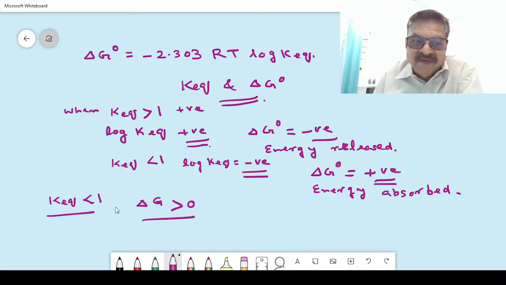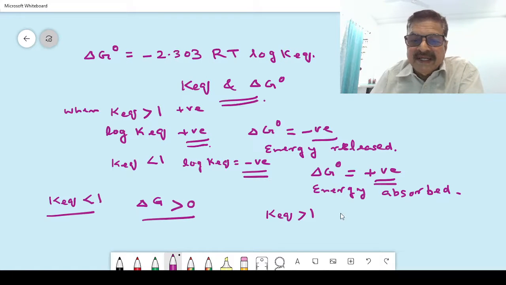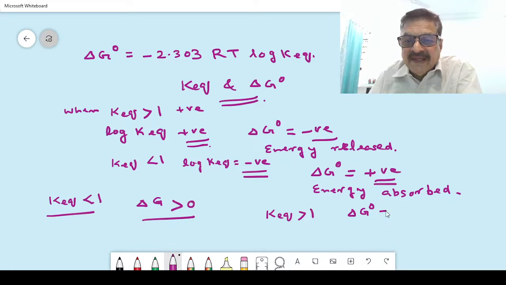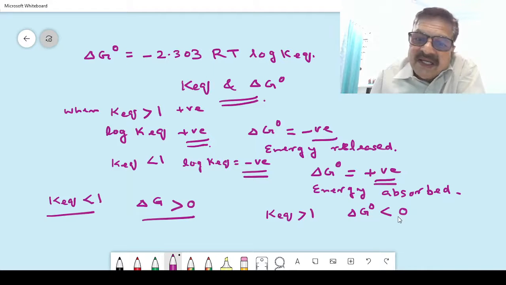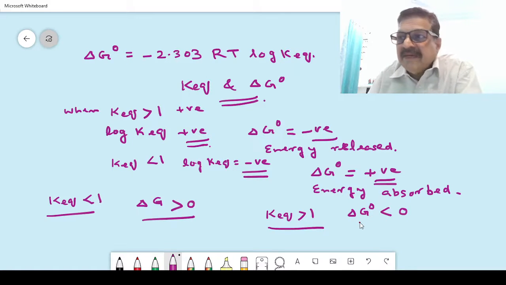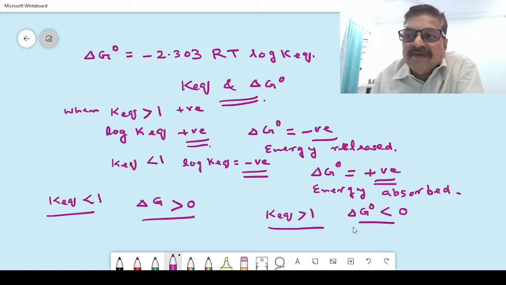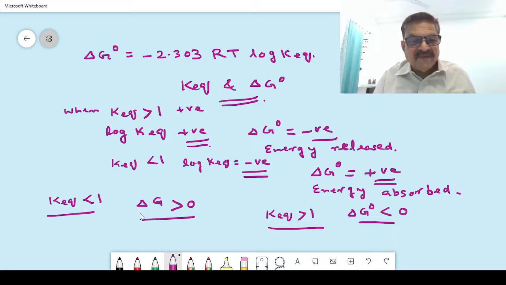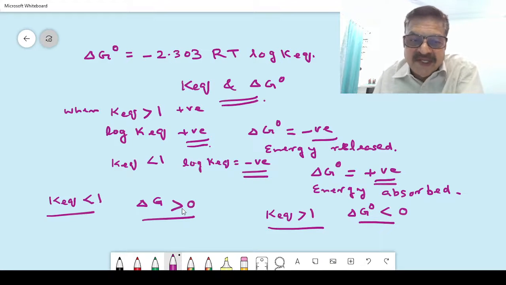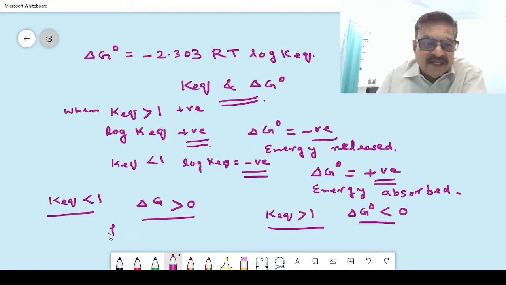Now, when KEQ is greater than 1, delta G is negative, less than 0. One is greater than 0, the other is less than 0. So it becomes negative, and there will be more stable products. KEQ greater than 1, delta G less than 0, means more stable products, favoring the formation of the products. Got the point? Equilibrium constant less than 1, the free energy change will be greater than 0, more stable reactants, favoring the reactants.